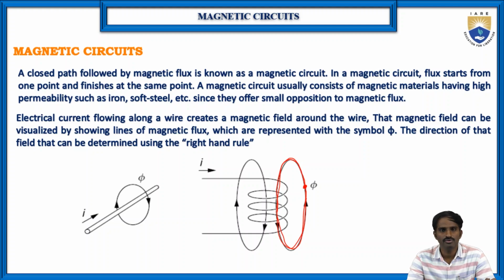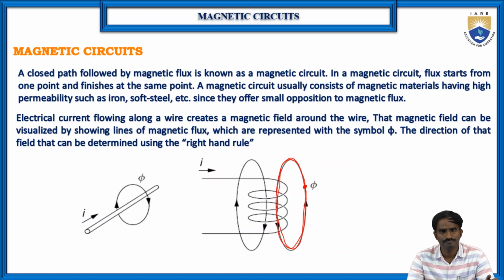Then a magnetic circuit usually consists of magnetic materials having high permeability, right? Because of course we should have the magnetic material, so then only it will produce the magnetic field or the flux. The path followed by that flux we call a magnetic circuit. Some magnetic materials having high permeability are iron, soft steel, etc., because they offer small opposition to the magnetic flux.